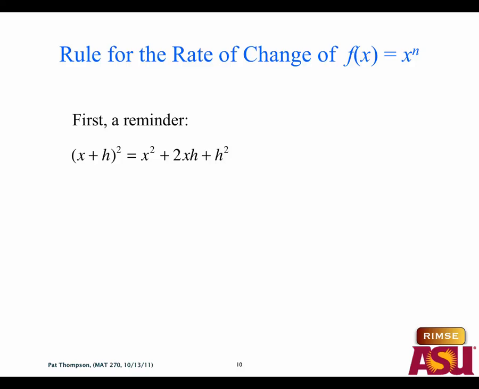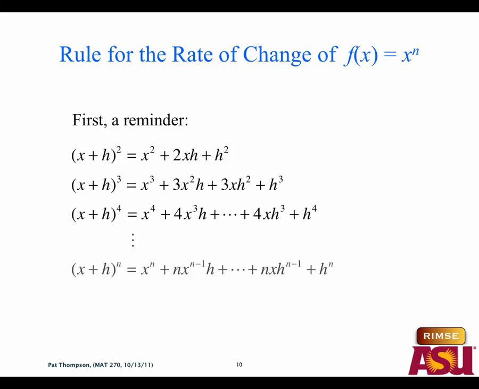So remember that x plus h squared has 3 terms. X plus h cubed has 4 terms. And so on. Okay? So x plus h to the n has, in terms of that, n minus 1 terms. A lot of terms. Does it have, yeah, it has n plus 1 terms. N plus 1 terms it has, okay?